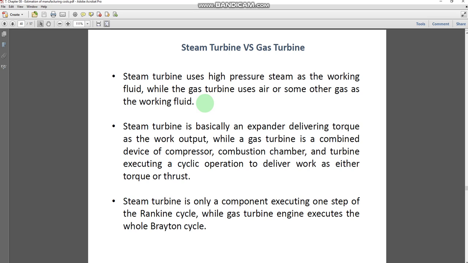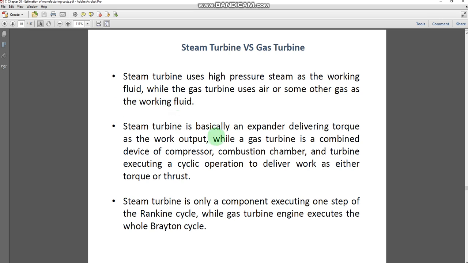Now let us see the difference between the steam turbine and the gas turbine. The steam turbine uses high pressure steam as the working fluid, while the gas turbine uses air or other gases as the working fluid. So in the steam turbine, the working fluid is steam. However, in the gas turbine, it can be air, or it can be some exhaust gases, and that can be used as the working fluid.